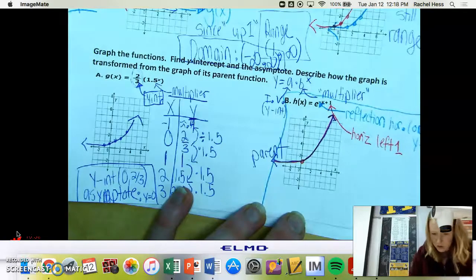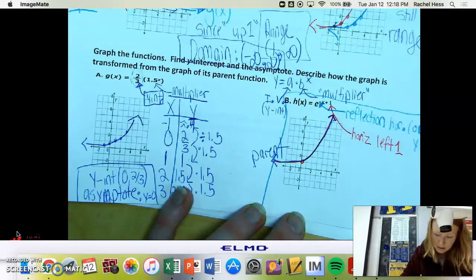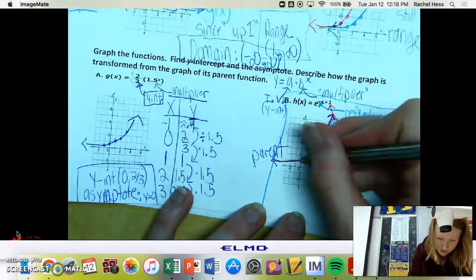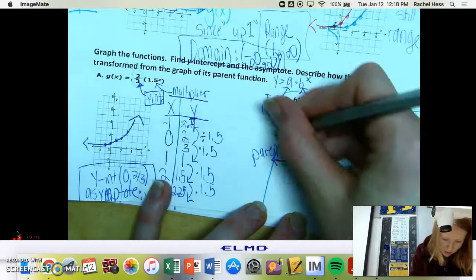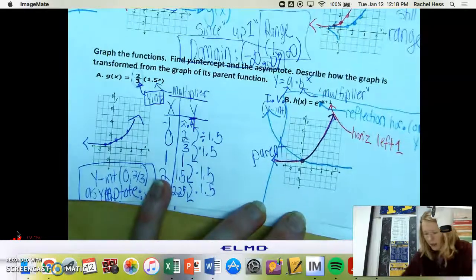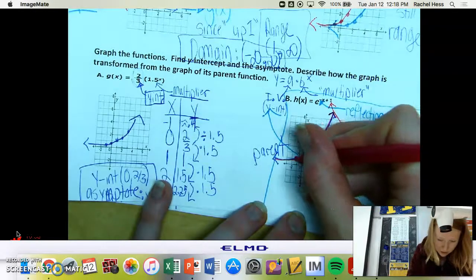And then we're going to do our left 1 and our reflection. So I'm going to do the reflection first. I find that easier. So instead of opening up to the right, it's going to open up to the left. And then what we're going to do is take this y-intercept now and move it to the left 1.